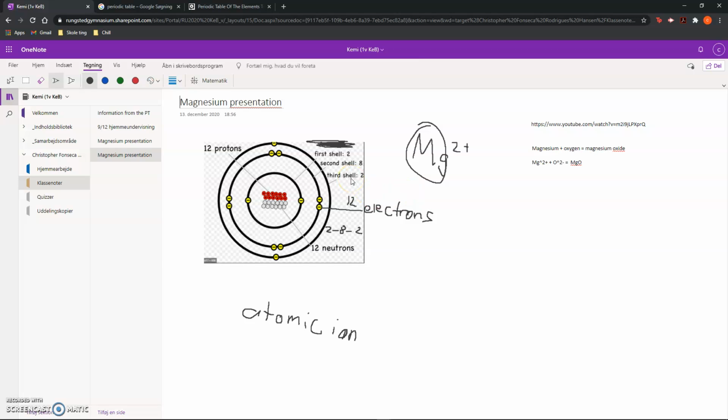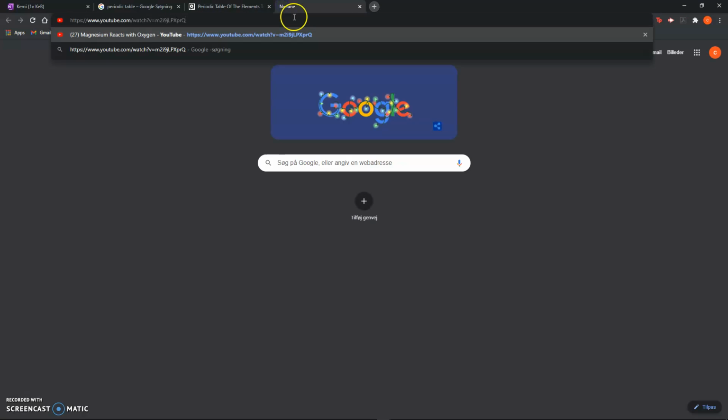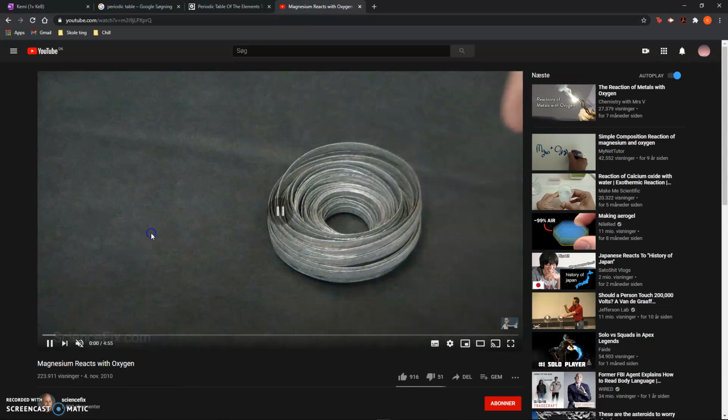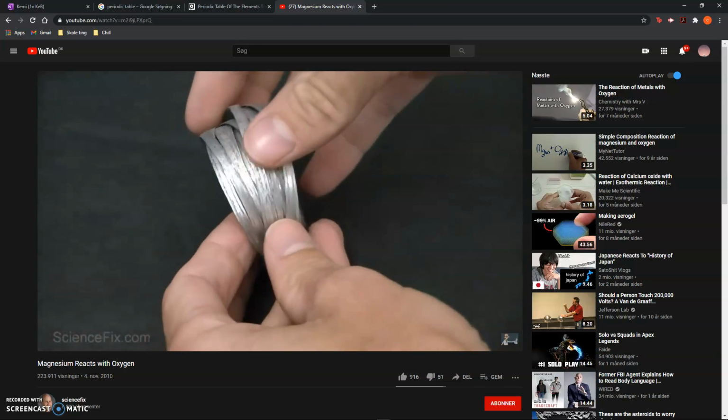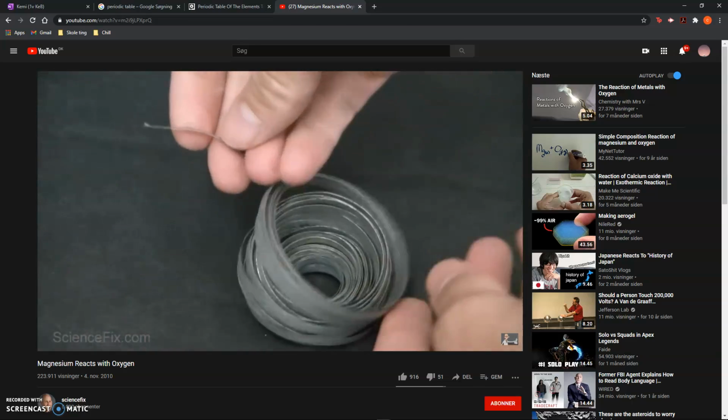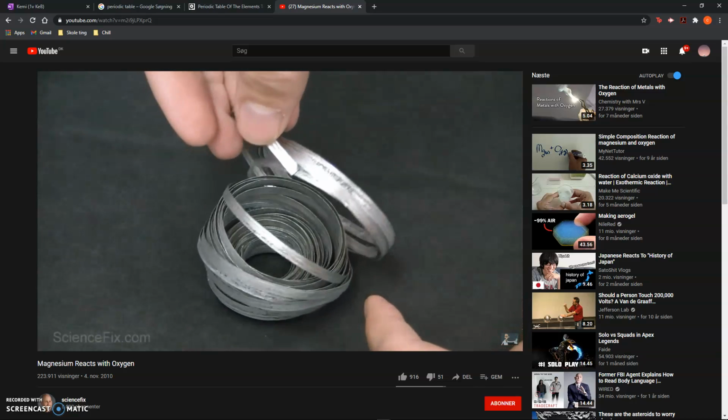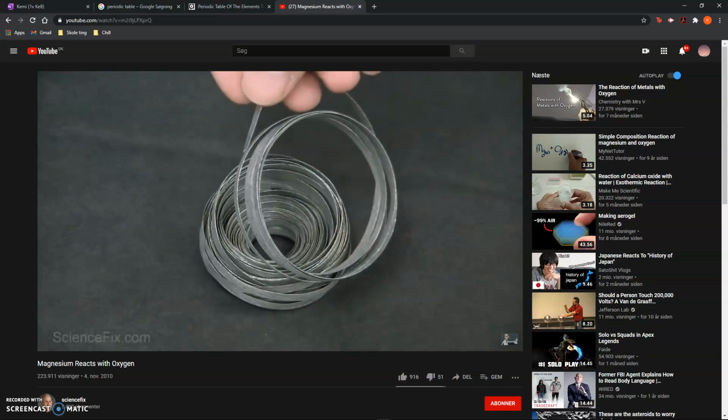Now I actually want to show you the experiment I've chosen for you to see, which I can talk about. We've got the link right here. I'll just copy it in and we pause it. So right here we have the magnesium, which you can see is wrapped up. Now he's just talking about the reason why we can see it's a metal. It's shiny, it can conduct electricity, it can conduct heat.